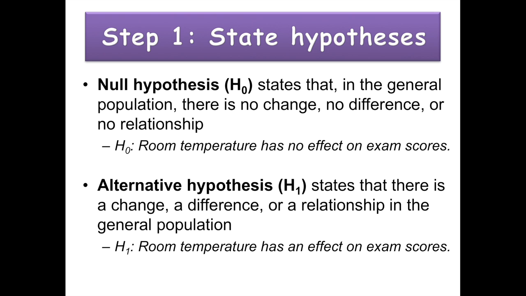For the alternative hypothesis, there are a couple of different ways you can notate it. I was taught H A, but I think the Gravetter text uses H 1. Either one works. So null is usually H O, and H 1 or H A for alternative. The alternative hypothesis would be that room temperature does have an effect on exam scores.